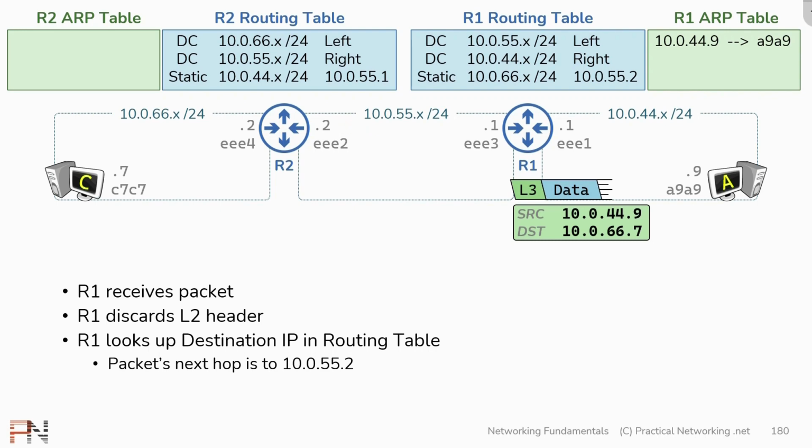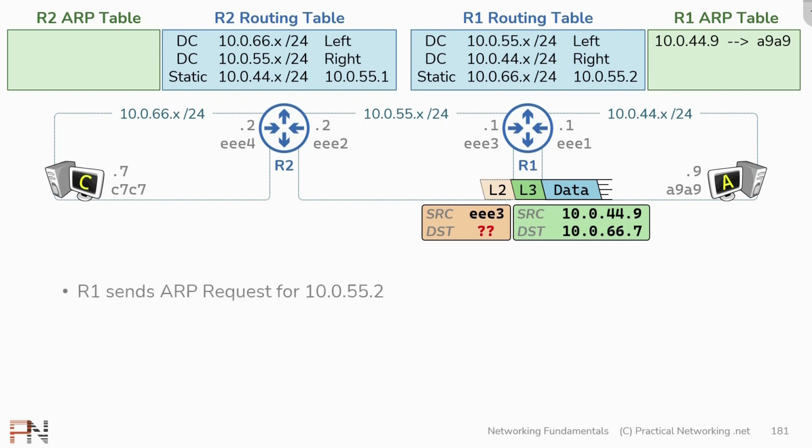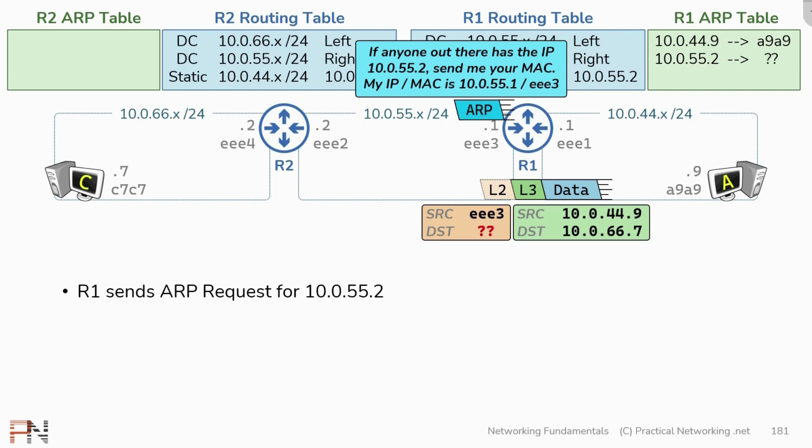Now, router 1 needs to construct a layer 2 header, which will take this packet from this MAC address to this MAC address. The problem is at this point, router 1 does not have an ARP entry for the IP address 10.0.55.2. Therefore, router 1 cannot construct the layer 2 header as necessary, which means router 1 is going to have to perform the address resolution protocol. Router 1 will send an ARP request for the IP address 10.0.55.2. Just like before, the ARP request includes the sender's ARP mapping.